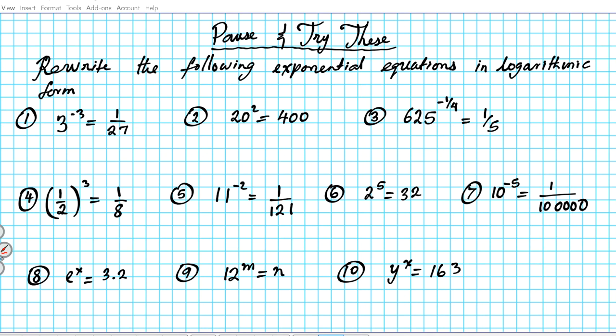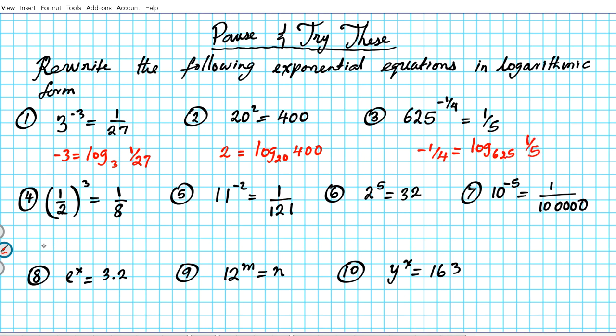Welcome back. So hopefully you had a chance to try out the practice problems. Let's take a look at the solutions. The first one is, let's write it this way, negative 3 is equal to log base 3 of 1 over 27. Number 2, 2 is equal to log base 20 of 400. Number 3, negative 1 over 4 is equal to log base 625 of 1 over 5.